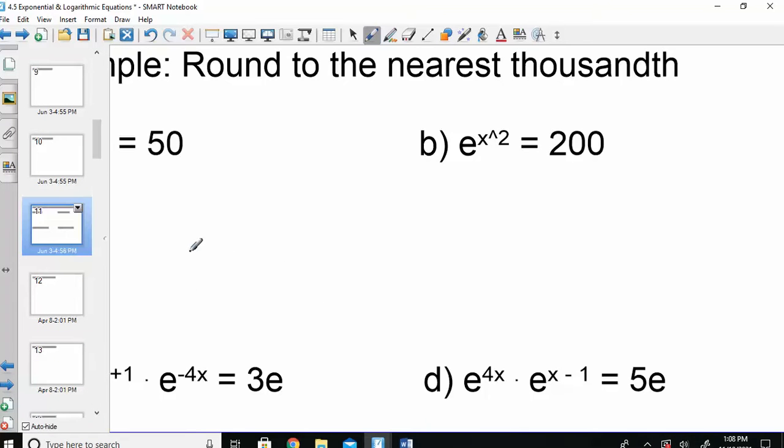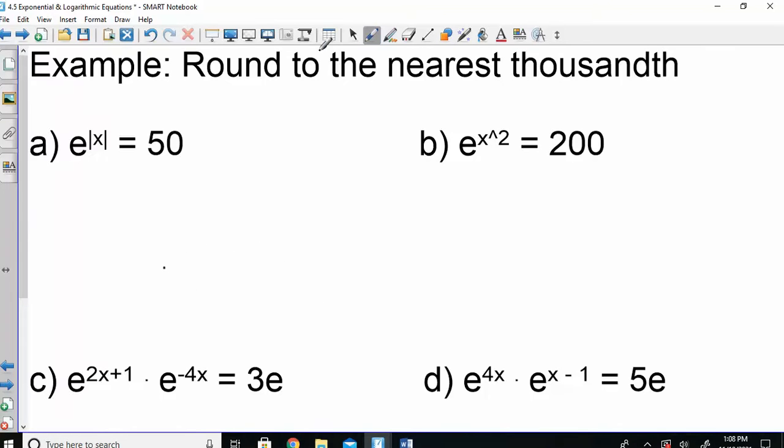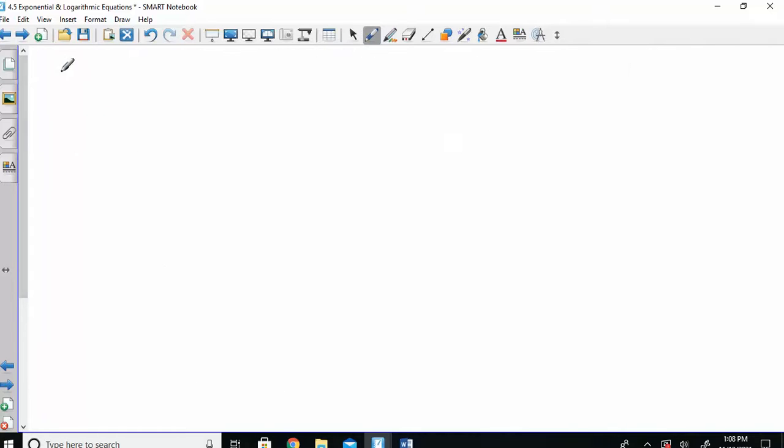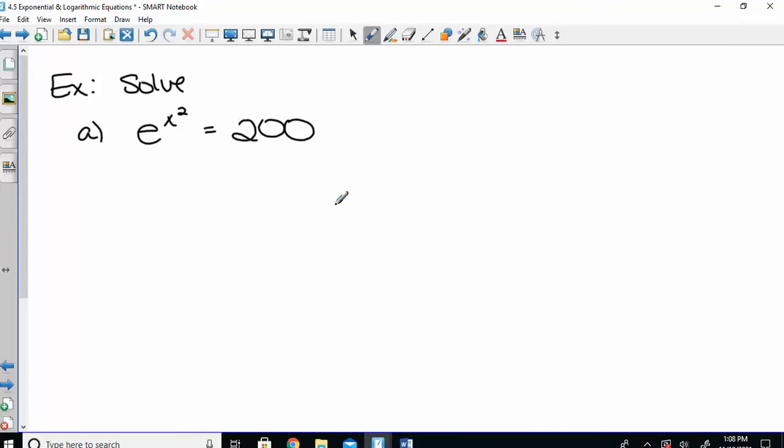We're not going to do all of these. Let's do e to the x squared power equals 200. All right. Can we get a common base? No. We have two options here.